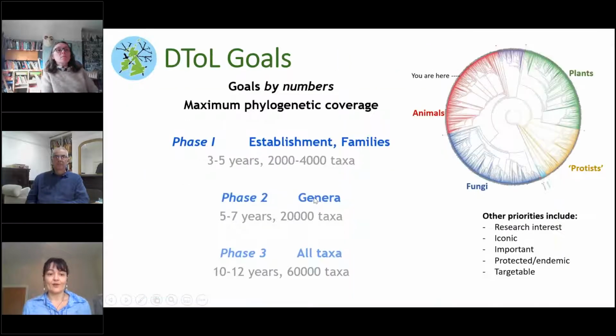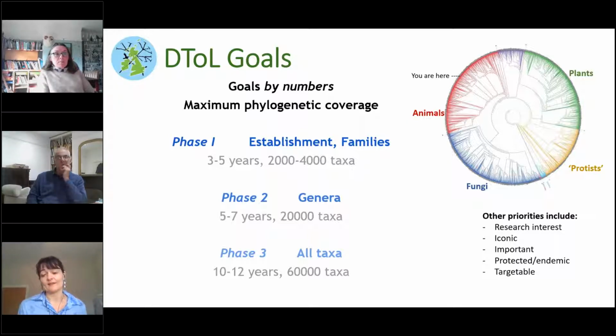Okay, so back to the DToL side and our goals by numbers. Our priority number one is maximum phylogenetic coverage. In phase one, which is where we are now, we're looking at families, so a representative of each family, and that would be 2,000 to 4,000 taxa that we would get genomes for. In phase two, we start looking at the genera, which is about 20,000 taxa, and then phase three, absolutely everything, about 60,000.